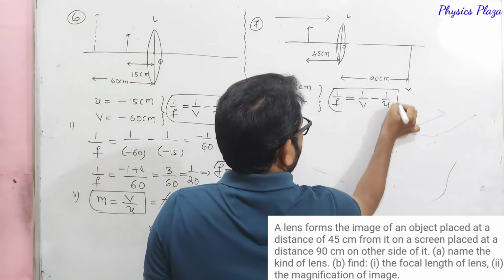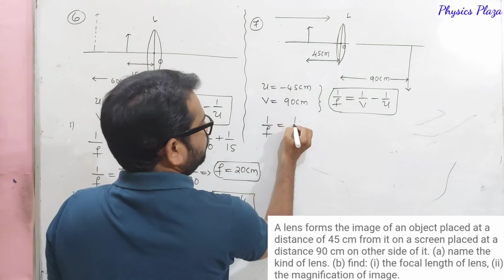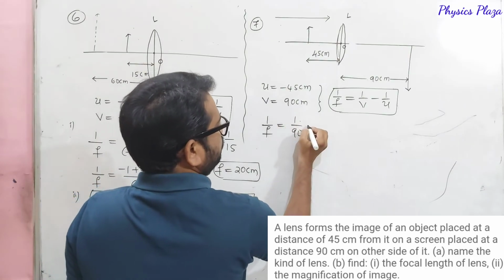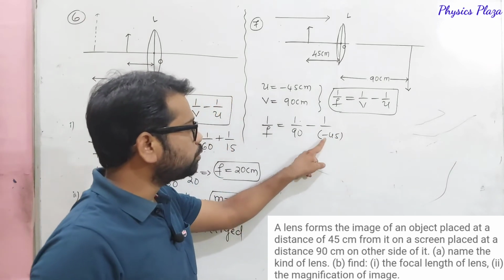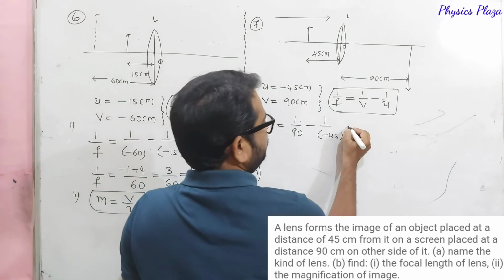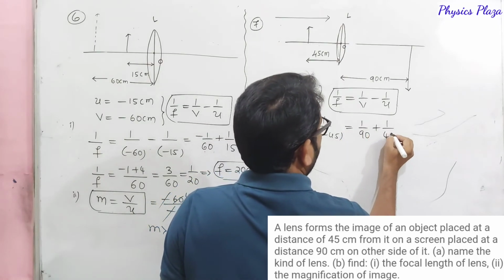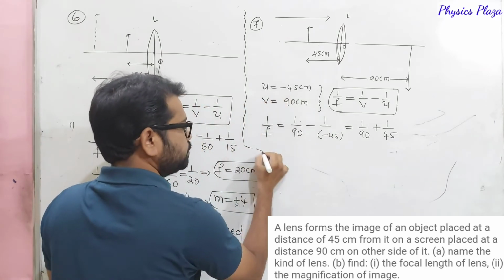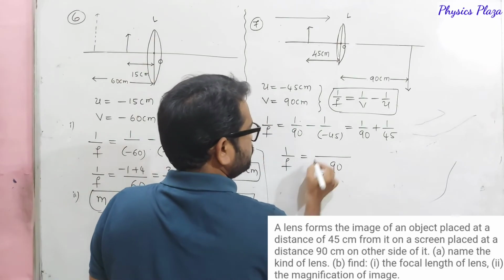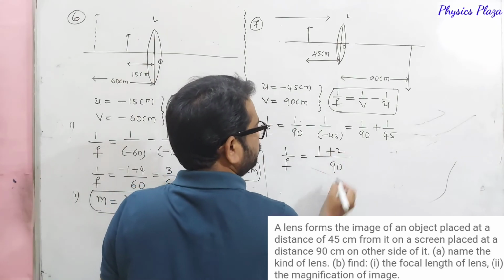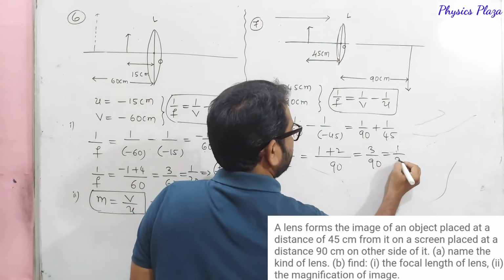So this is a formula which we are going to apply. Here 1/f = 1/90 − (−1/45). Here minus into minus is going to be plus, and this will be 1/90 + 1/45. So LCM you can take as 90. LCM is 90, so it is 90 ones and 45 twos, and this is 3/90. 3/90 is 1/30.